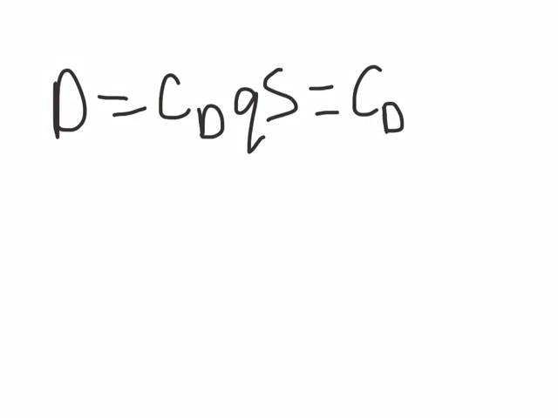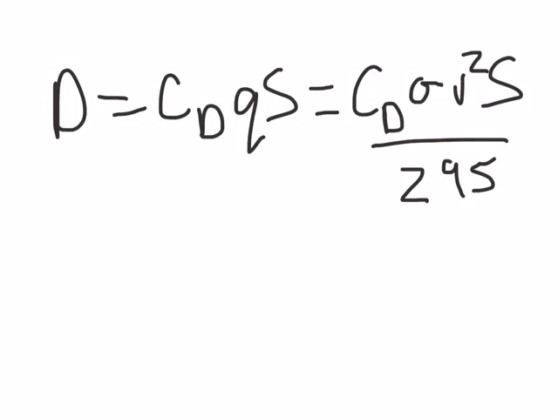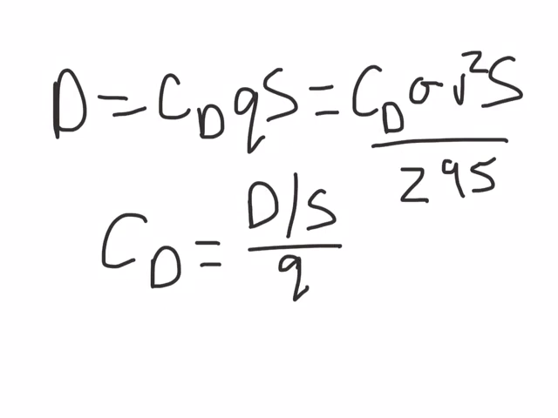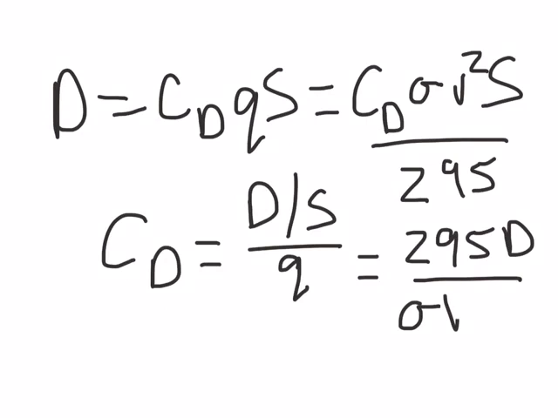Drag is going to be equal to the coefficient of drag times dynamic pressure times surface area, which is equal to coefficient of drag times the density ratio times airspeed squared times surface area divided by 295. And if we want to solve for the coefficient of drag, it's going to be equal to drag divided by surface area divided by dynamic pressure, which is equal to 295 times drag divided by density ratio airspeed squared times surface area. So there are your equations for drag.